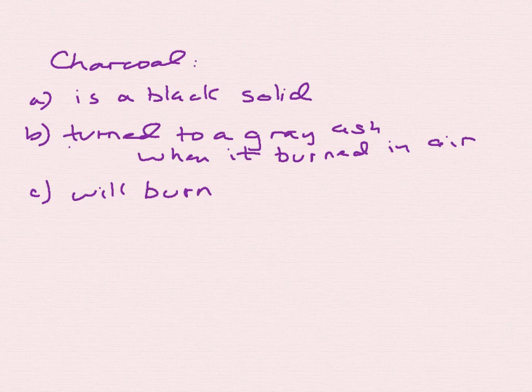Okay, here you will see 3 statements about charcoal. Charcoal is a black solid. Charcoal turned to a gray ash when it burned in air, and charcoal will burn. If your choices are physical property, chemical property, physical change, chemical change, I'd like you to stop the video for a second and to classify each of these 3 things by one of those terms.